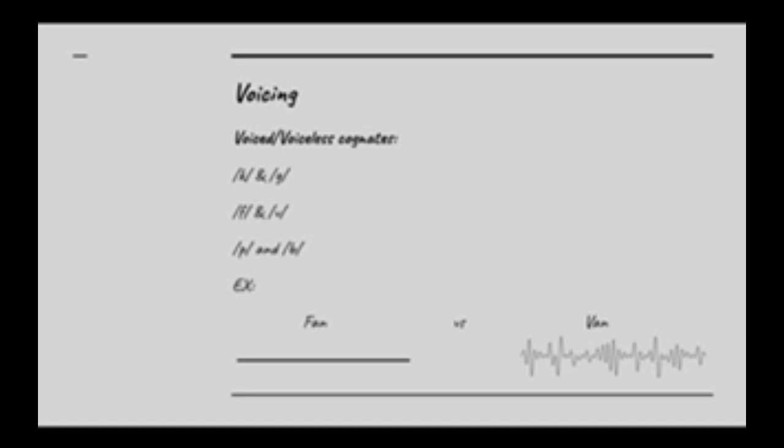So an example, if you put your fingers on your throat and you say the word fan, you can feel that the F sound is voiceless and you don't feel vibration in your throat. And then for the word van, it is voiced, so when you say the V sound, you can feel your throat vibrate.